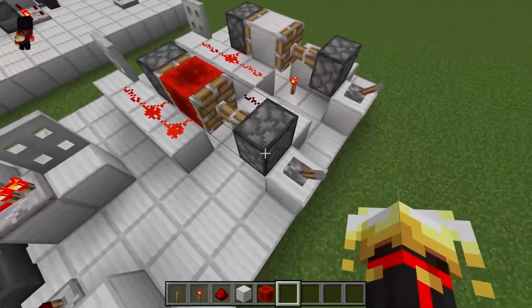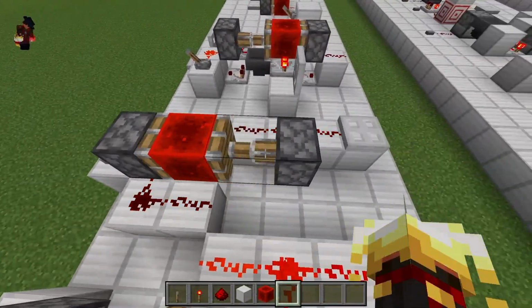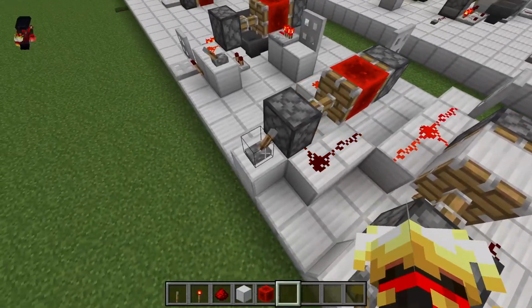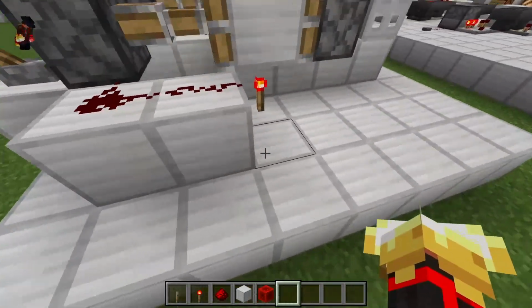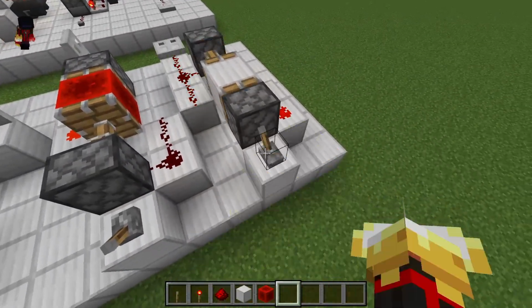Here we have another clock. It's just a redstone block being pushed around and then powering the pistons themselves. And here's the same thing, but instead of a redstone block with torches powering the blocks, and then it goes there.